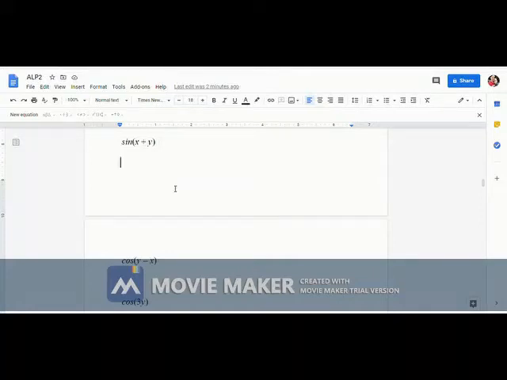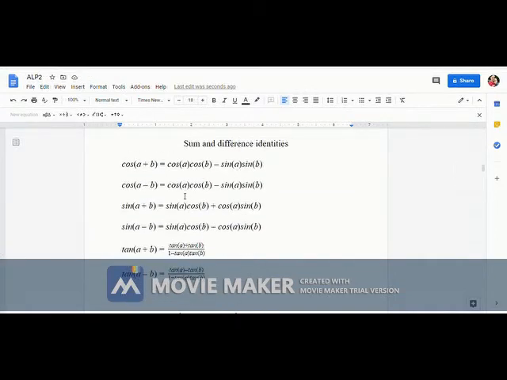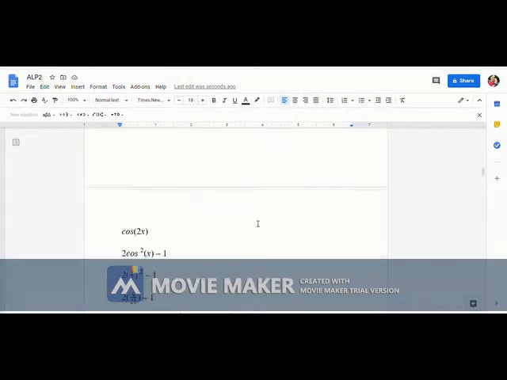Alright, now we will start a new equation. So sine of x plus y. We'll look back up at our sum and difference identities. So sine of a plus b is sine a cosine b, or sine x cosine y, plus cosine x sine y. So write that down here.